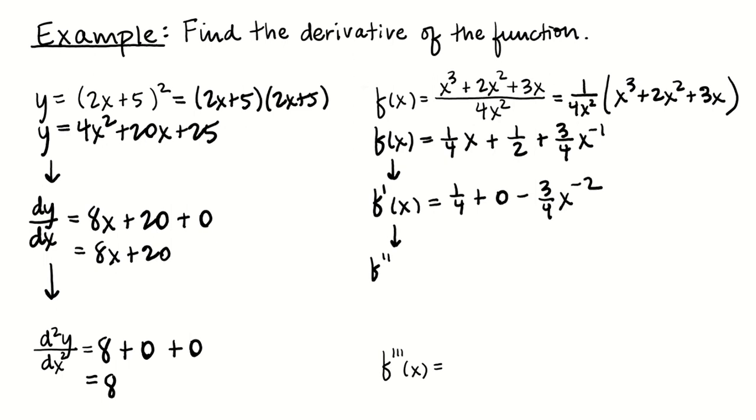Then when I take the second derivative, I'll have the derivative of 1/4 plus 0. Well, the derivative of 1/4, that's 0. So I'll have 0 plus, because minus 2 times negative 3/4 is going to be positive 6 over 4, x to the negative 3. And then when I go to take the derivative one more time to get f triple prime, I'm going to have negative 18 over 4 times x to the negative 4. And of course, there are all sorts of different ways you could write that. You could reduce that fraction, you could throw that x to the 4 in the denominator, or you could just leave it just like that.